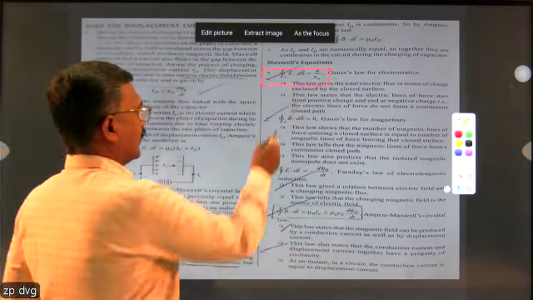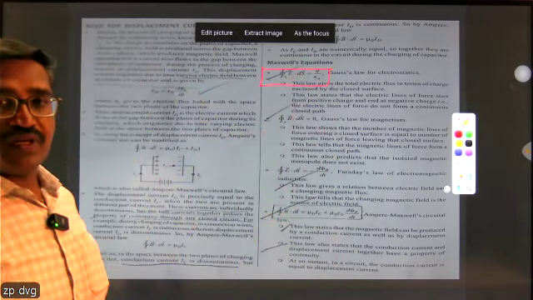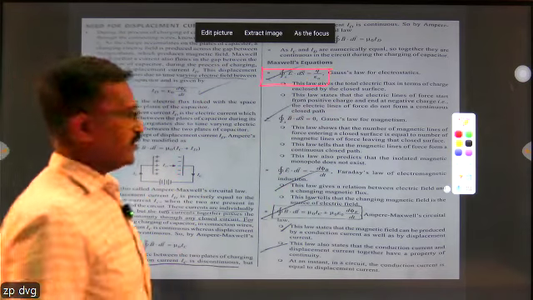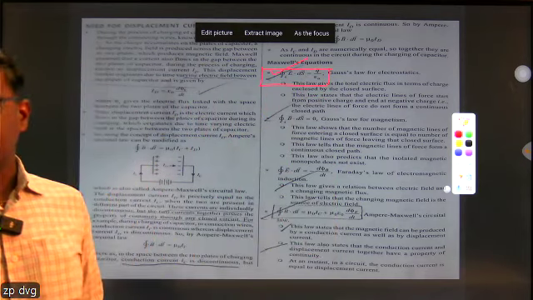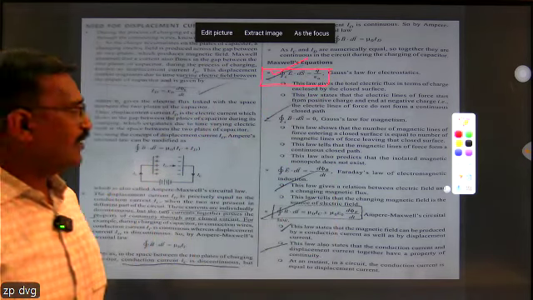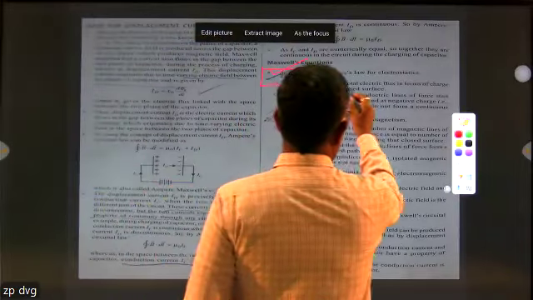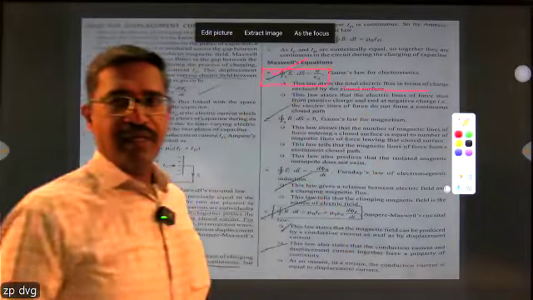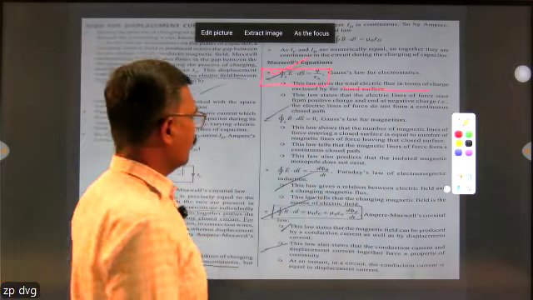The total electric flux over any closed surface is equal to 1 by epsilon naught times the total charge enclosed, or the net charge enclosed. So it is called Maxwell's first equation. Also, it is Gauss law in electrostatics. By using this law, we can find the total electric flux over a closed surface.